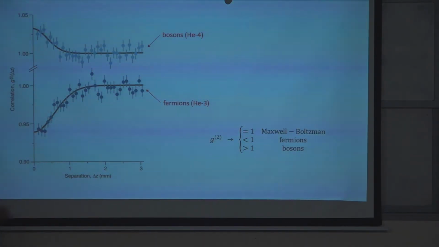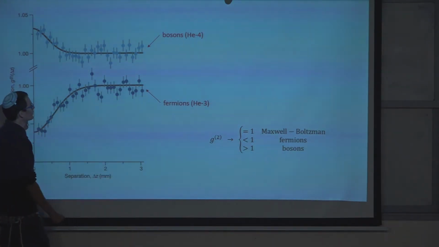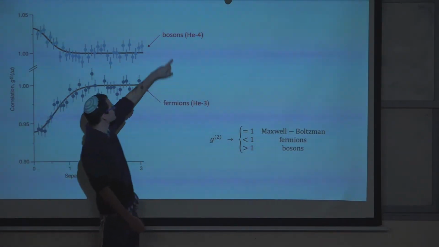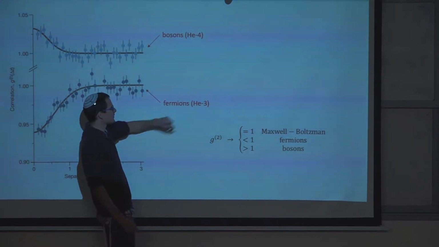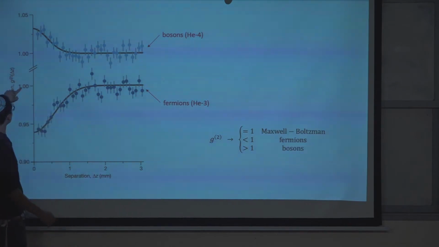Here's the measurement from 2007. This is simply the correlation g2 measured as a function of the separation. Here it's done with helium atoms. Helium-4 is a boson, helium-3 is a fermion. Far away, it's equal to 1. This is 1, this is 1.